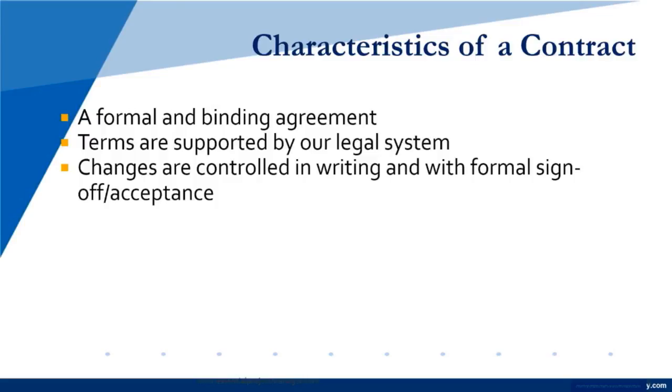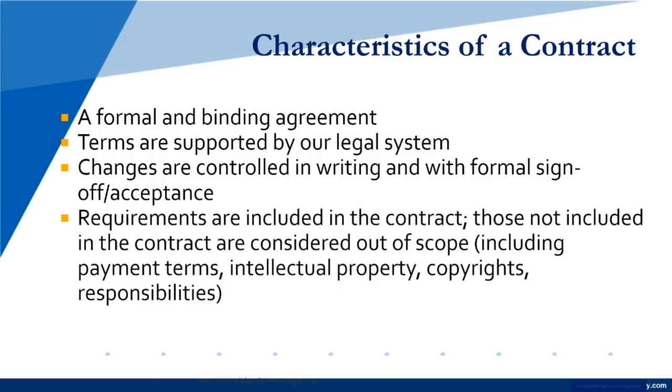Changes are controlled in writing and with formal sign-off and acceptance. So you simply can't send an email and say change something. It needs to be formal. It needs to be in writing. Requirements are included in the contract, and those not included are considered out of scope. So there may be things including payment terms, intellectual property, copyrights, and responsibilities. Things that are in scope should be in the contract. Those that are not in scope will be out of the contract. And you need to understand the difference.